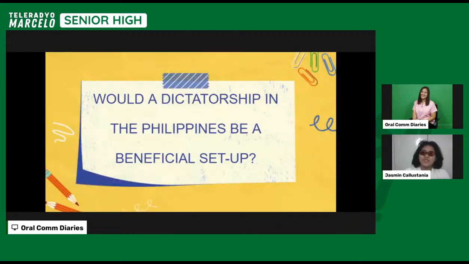I think the answer is very obvious. No, since first of all, we already experienced dictatorship on the hands of the Marcoses. So did it become beneficial for the Philippines? Definitely not, since the condition that we were left after the dictatorship of Ferdinand Marcos, we were put in the slum. The debt that will live on the hands of the citizens is huge. So technically, having another dictatorship for the Philippines is not a good thing. No, it wouldn't be beneficial for us.